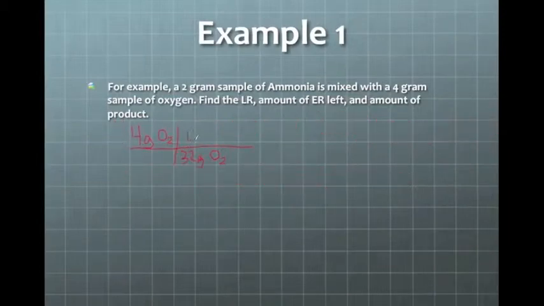To find the excess reactant, you convert from 4 grams of O2 into moles of O2, then to moles of NH3 to grams of NH3, which gives you 1.7. You then subtract that from the original mass of the NH3, and you get 0.3 grams of NH3 remaining.